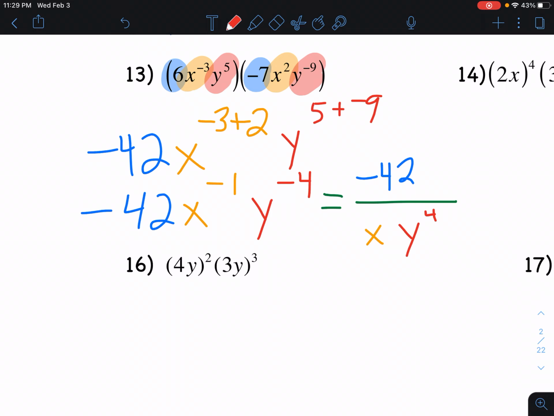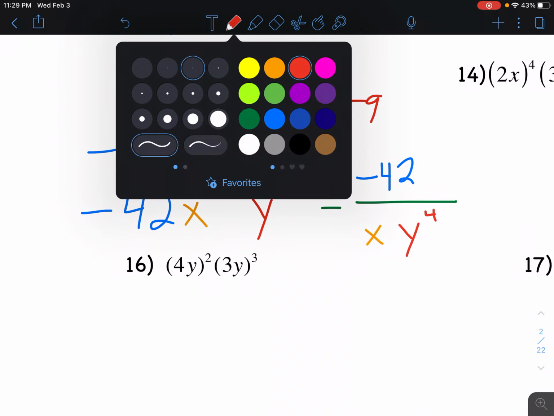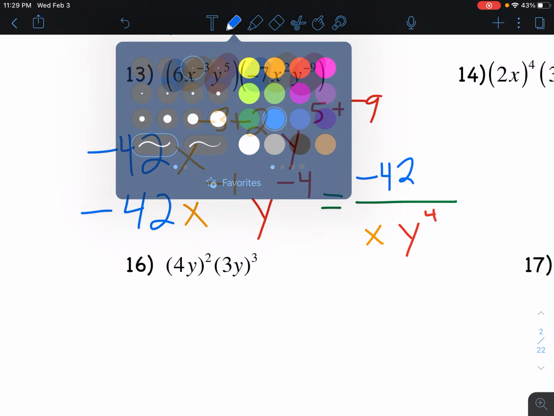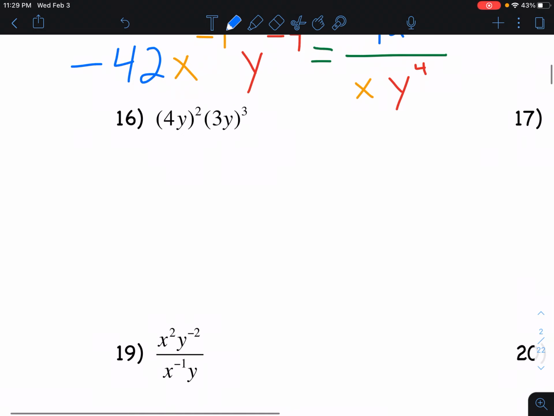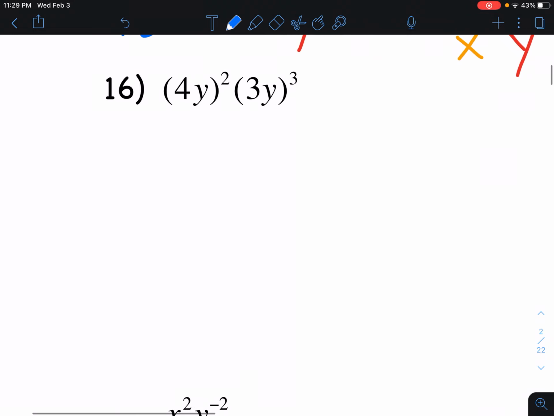Okay, so we are using order of operations here, as we stated earlier, and I'll show you what I mean by that. So number 16, it is looking like multiplication, but each set of parentheses has its own exponent. So according to order of operations, we always do exponents before we multiply. So please do not do 4 times 3 and then y times y. You have to do the exponents first.